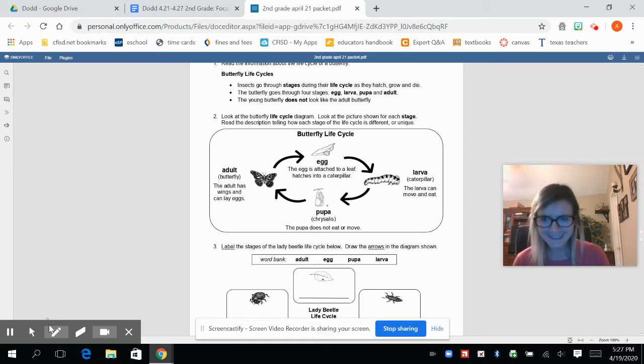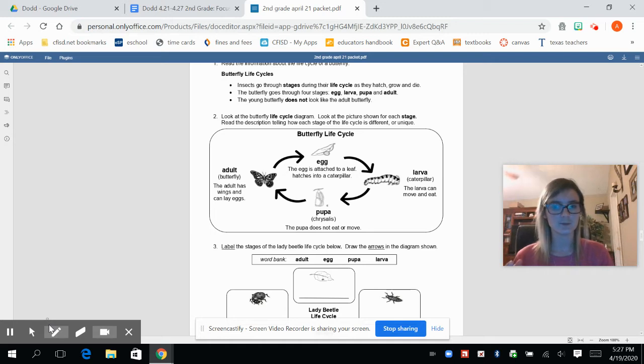So, what is an insect life cycle? Well, an insect life cycle is four different stages that an insect goes through from the beginning of its life until it becomes an adult and then one day dies. So, there are these four different changes that insects go through.